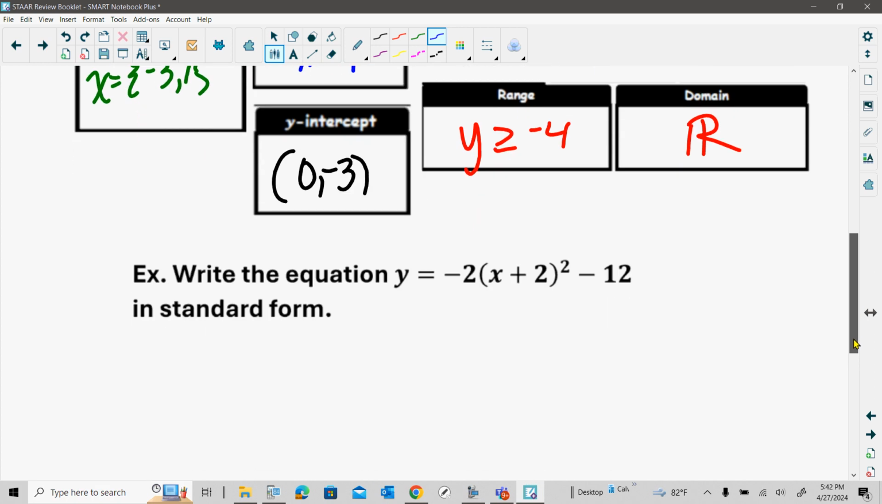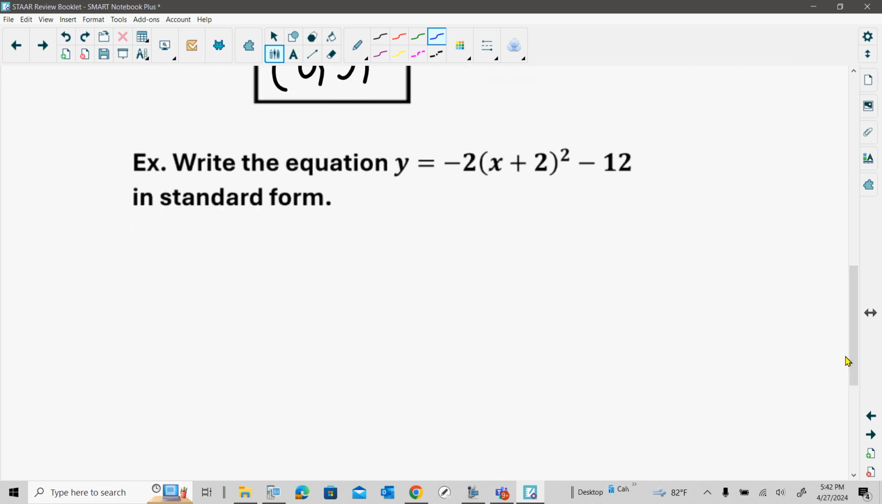Now, this example here is writing the equation in standard form. So these were the steps we had to memorize when we ended the unit. The first thing we do is expand this binomial. Okay, so the -2 is going to stay in front, but this means 2 factors of x plus 2. So we're going to write x plus 2 twice, and then keep the -12. Now after we expand, we have to use the FOIL method.